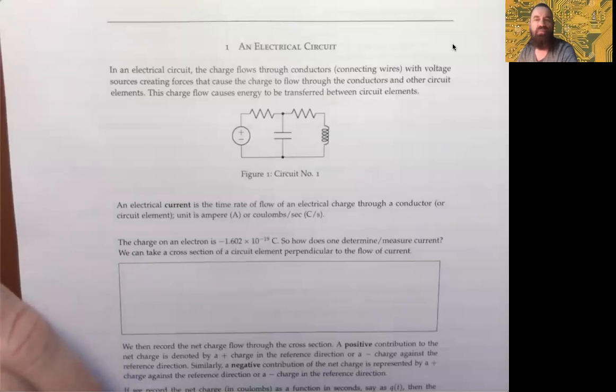These wires are connected to various sources, voltage sources, which create forces that cause the charge to flow through the conductors, the wires, and other circuit elements. Illustrated here in figure 1 is a very common, typical circuit that we will see later on in the course, which has a variety of different circuit elements.